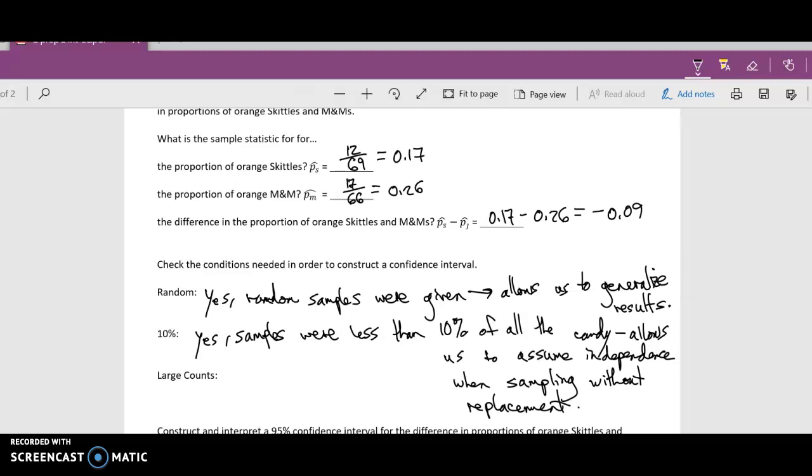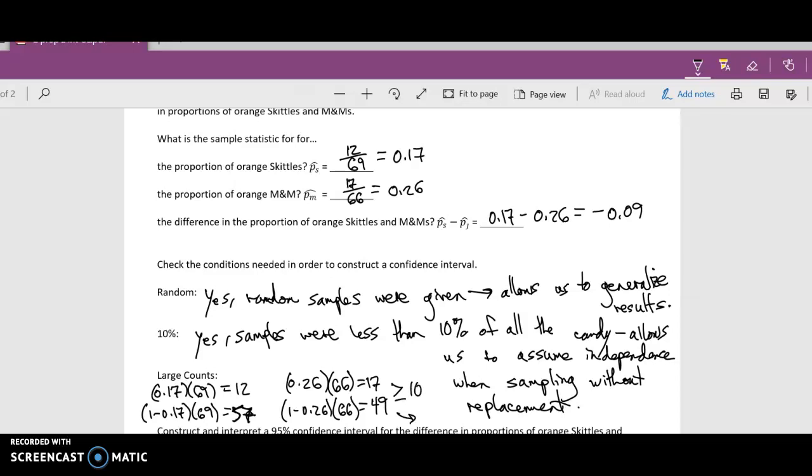And then large counts, we'll check this. We're going to do 0.17 times 69 is 12. And 1 minus 0.17 times 69 is 57. We've also got 0.26 times 66, which is 17. Then we got 1 minus 0.26 times 66, which is 49. And all of these things are greater than or equal to 10.